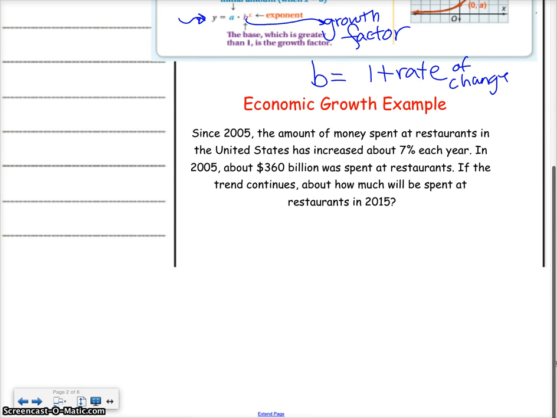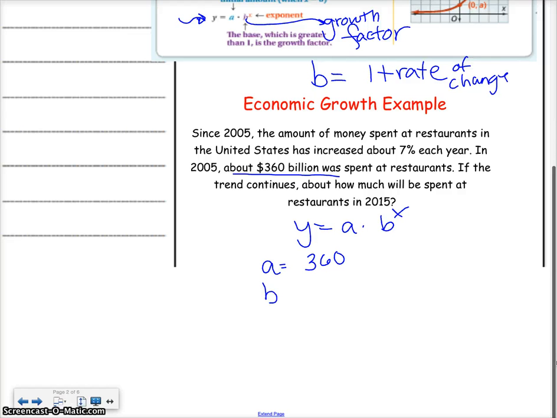Okay, so I need to create an equation. So y equals a times b to the x. A is the initial, so let me identify. What did I start at? What's my initial? In 2005, about 360 billion. So my answer is going to be represented in billions of dollars. I'm not going to put all those zeros in. My answer will be in billions.